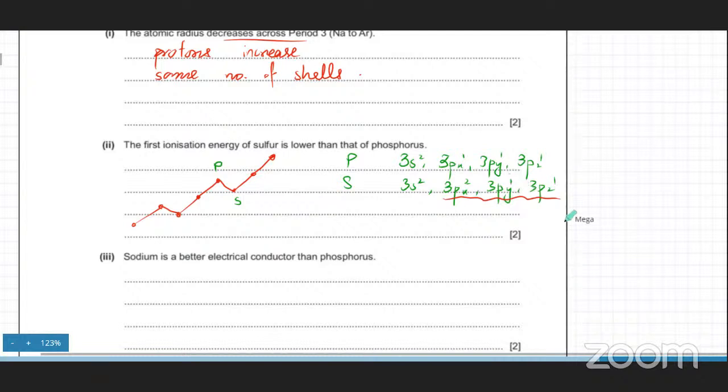So you have to explicitly write over here that the first point is that in sulfur, an electron is removed from a paired p orbital, compared to an unpaired orbital in phosphorus.